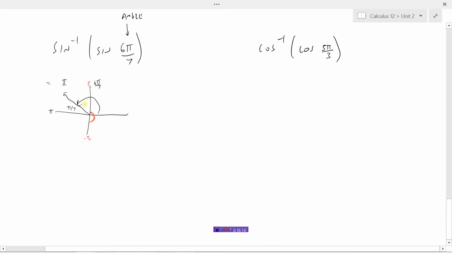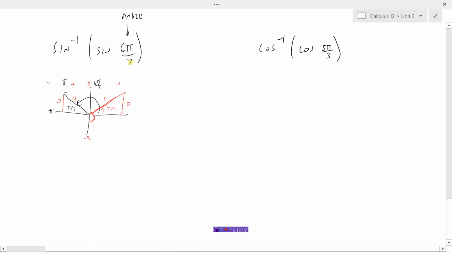Well, here's what we know. We know that sine is positive in quadrant 2. So where else is it positive? It's positive in quadrant 1. So we can get the exact same angle. If this angle here is pi over 7, we can get the exact same angle in quadrant 1. That's going to give us the same ratio. You can see that the opposite here is going to be identical to the opposite here, and the hypotenuse here is the same as the hypotenuse here.